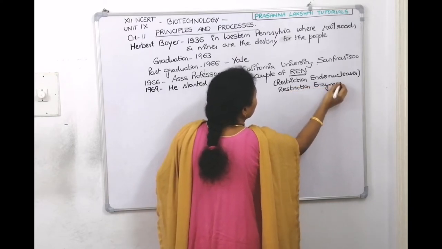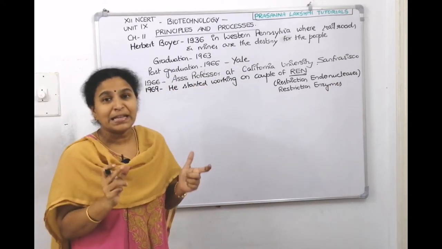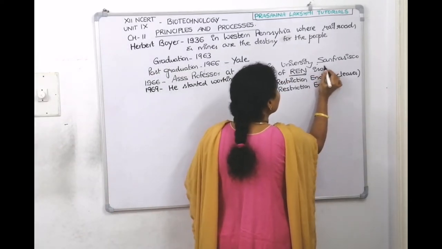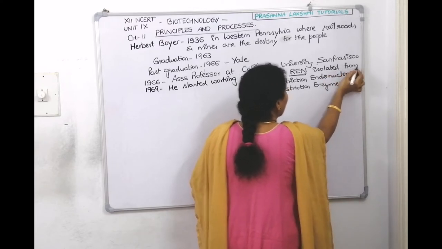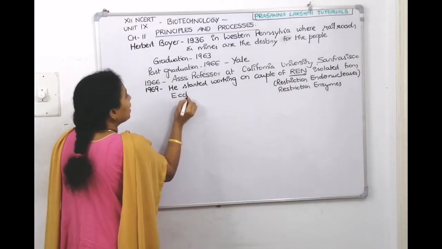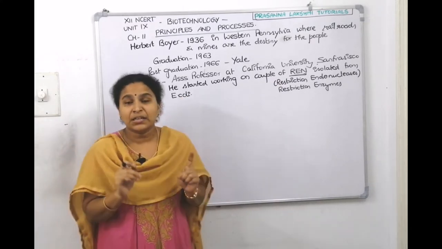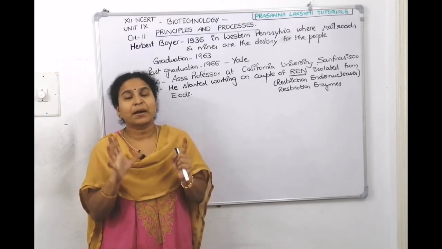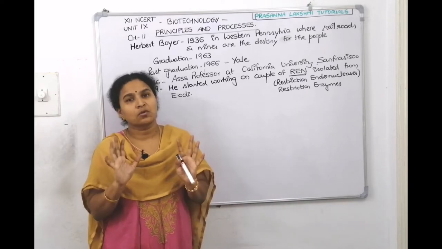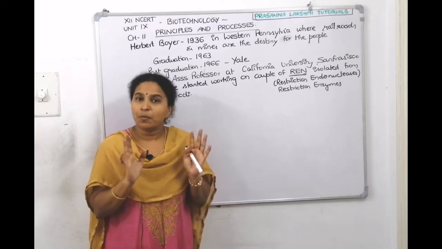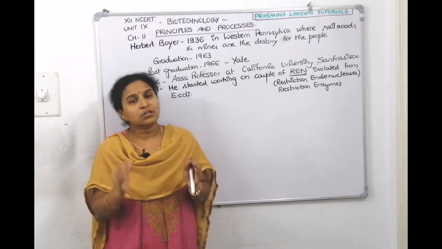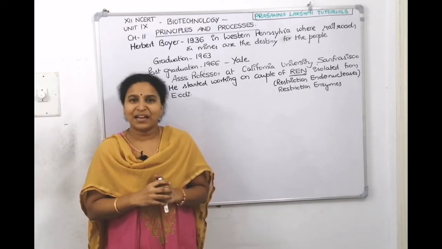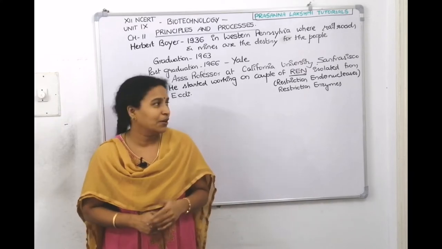So he was working on a couple of restriction enzymes isolated from E. coli. From where did they remove these enzymes? He isolated this enzyme from a bacteria called E. coli. One point to remember here: these restriction enzymes are only prepared by prokaryotes, not by eukaryotes. Eukaryotes will not produce these enzymes. Keep this in mind. So, if you want any restriction enzyme, you have to borrow it from bacteria only. Understood? Bacteria or archaebacteria, like from Monera only, from prokaryotes only.